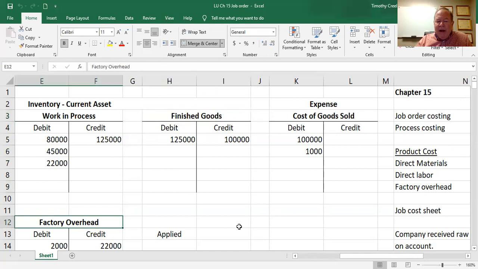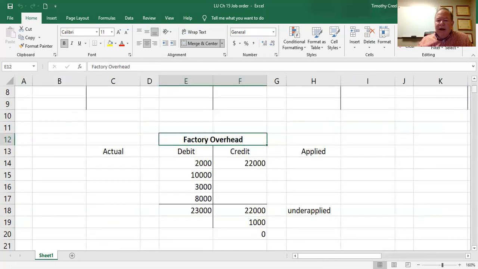And then factory overhead, of course, down here, represents all of the cost of a product that are not direct materials or direct labor, all the manufacturing costs that are not direct materials or direct labor. So factory overhead would be factory utilities, factory insurance, depreciation of factory equipment, indirect labor, indirect materials. Things of that nature would make up factory overhead.